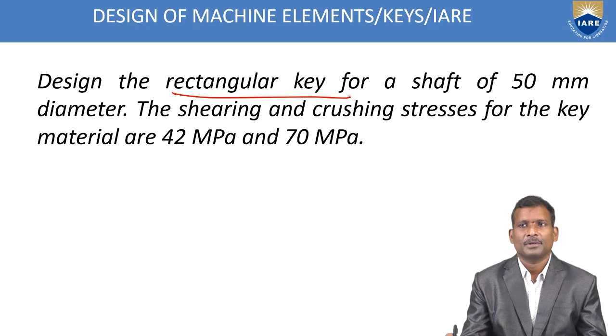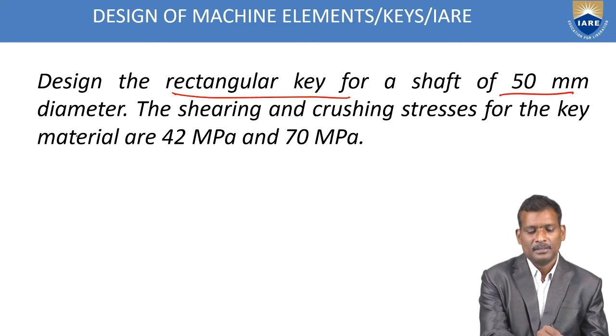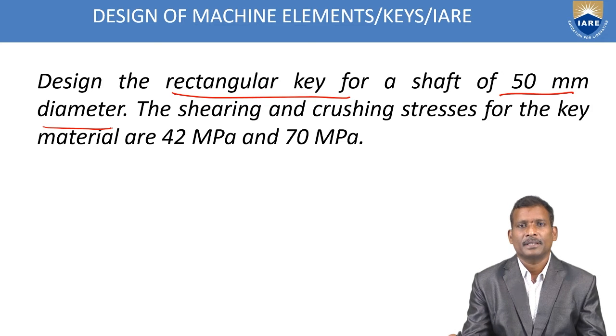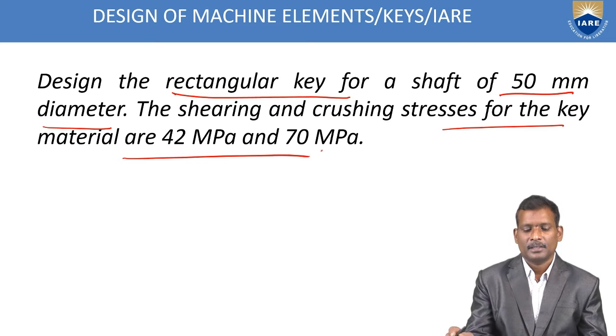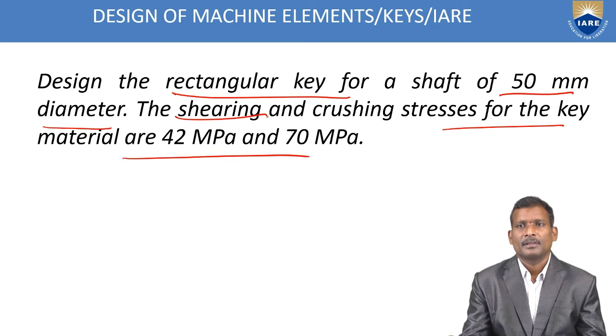Design the rectangular key for a shaft of 50 mm diameter. The shaft diameter is given as 50. The shearing and crushing stresses for the key material are 42 megapascal and 70 megapascal. So, for the key material, the shear stress is given as 42 megapascal and crushing is given as 70 megapascal. So, here he has asked to design the rectangular key.